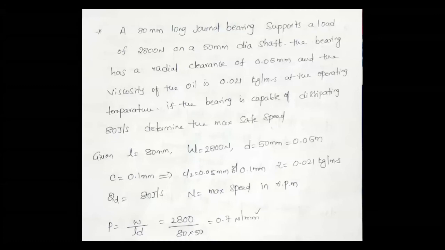Is there any usage of your data book for this particular problem, especially for bearing pressure? No, because for bearing pressure, everything is available from the given question itself. So substitute the known W, L and D values. The bearing pressure value is 0.7 newton per mm square.